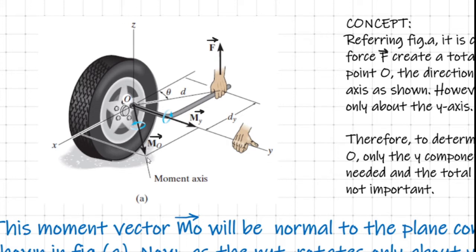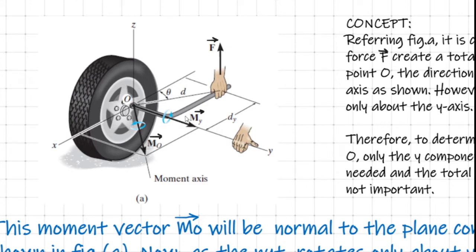This is our diagonal. Vector MO is the diagonal. So from the head of this vector MO, we can draw two lines, one parallel to the x-axis and the other parallel to the y-axis. Accordingly, we can find the component vector My that is effective in loosening the nut, which is marked here.